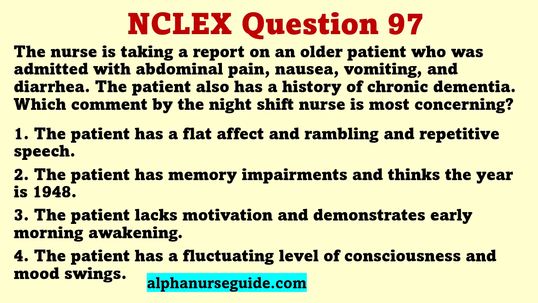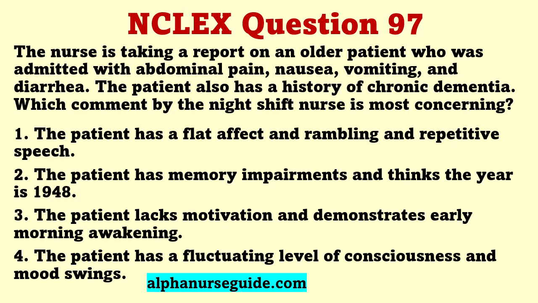The nurse is taking a report on an older patient who was admitted with abdominal pain, nausea, vomiting, and diarrhea. The patient also has a history of chronic dementia. Which comment by the night shift nurse is most concerning? 1. The patient has a flat affect in rambling and repetitive speech. 2. The patient has memory impairments and thinks the year is 1948. 3. The patient lacks motivation and demonstrates early morning awakening. 4. The patient has a fluctuating level of consciousness and mood swings.